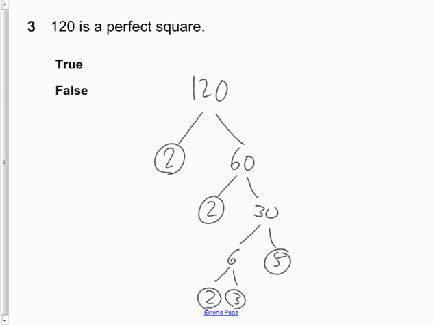Once I have all my prime factors, I have 3 2s, a 3, and a 5. If I was to rearrange those, there is no way I could rearrange those into 2 equal groups.